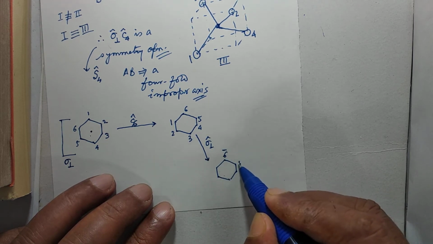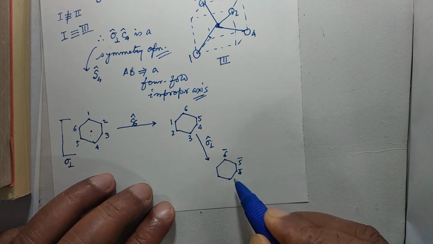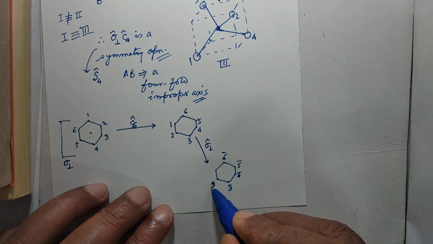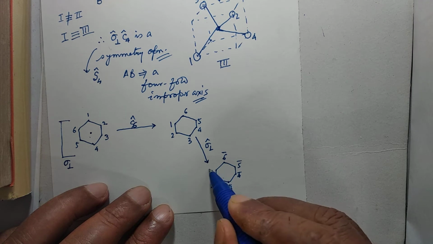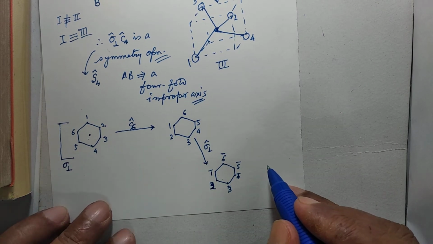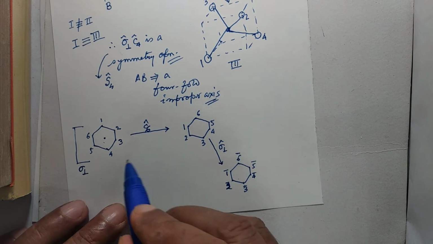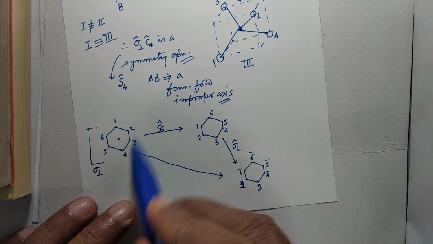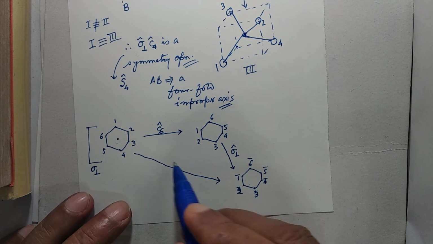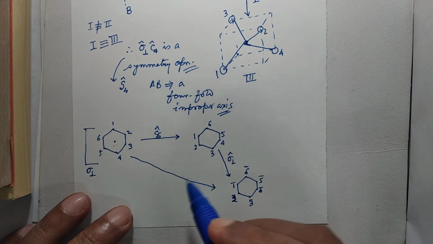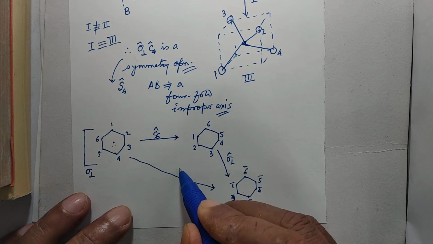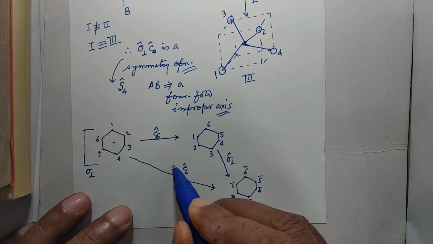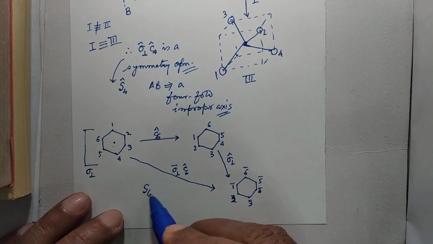this 6 bar. All atoms will remain in their own positions, but the associated atomic orbital lobes or vectors associated with the atoms will be inverted. We use a bar notation to indicate this. Now, this configuration is also equivalent to this one, because if we remove the labels, then the two structures are the same. So this is also a symmetry operation, and it is actually a combined operation, C6 operation followed by sigma perpendicular. We call this S6 operation.